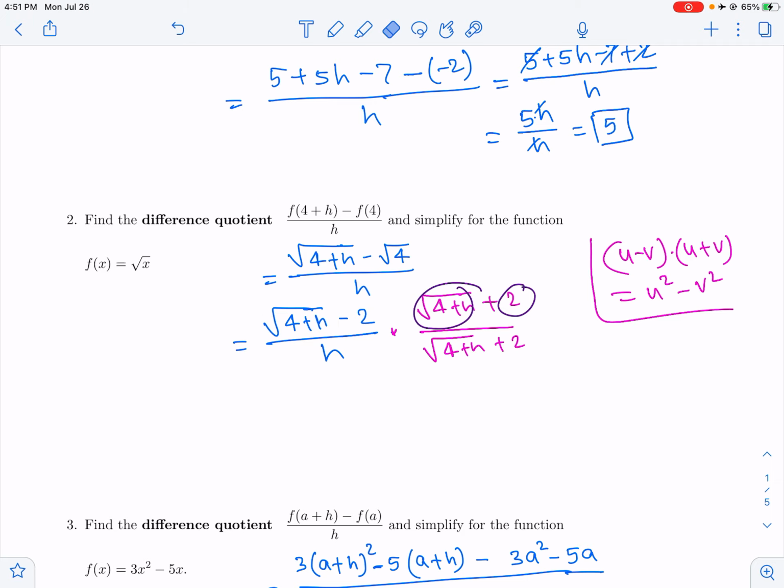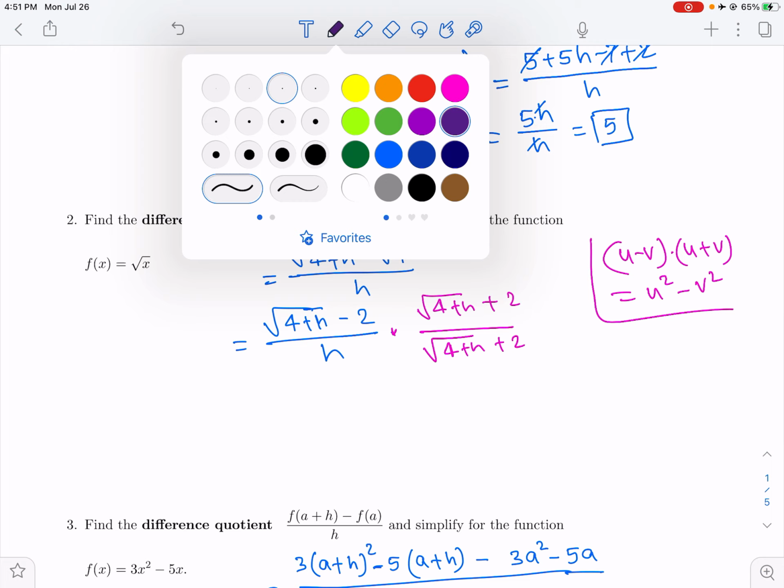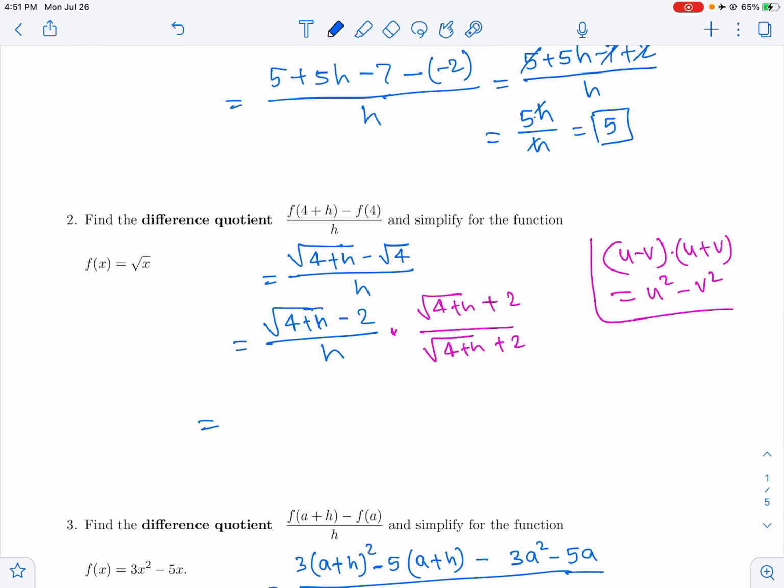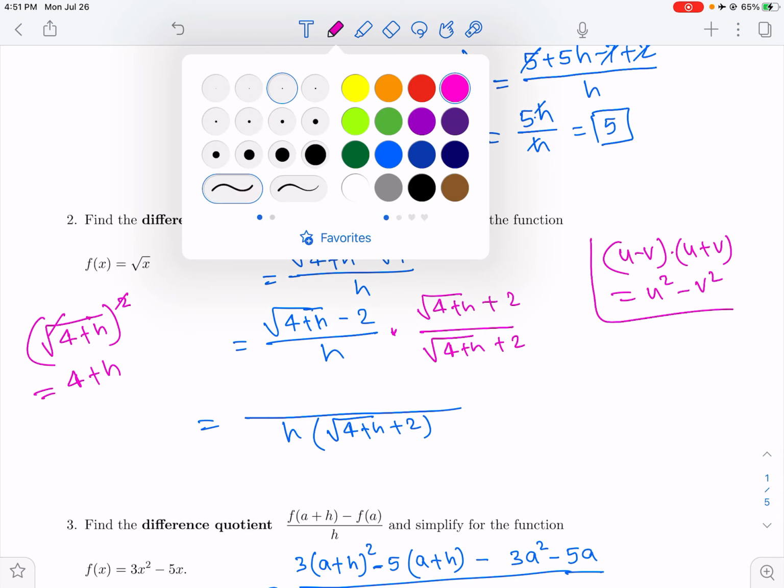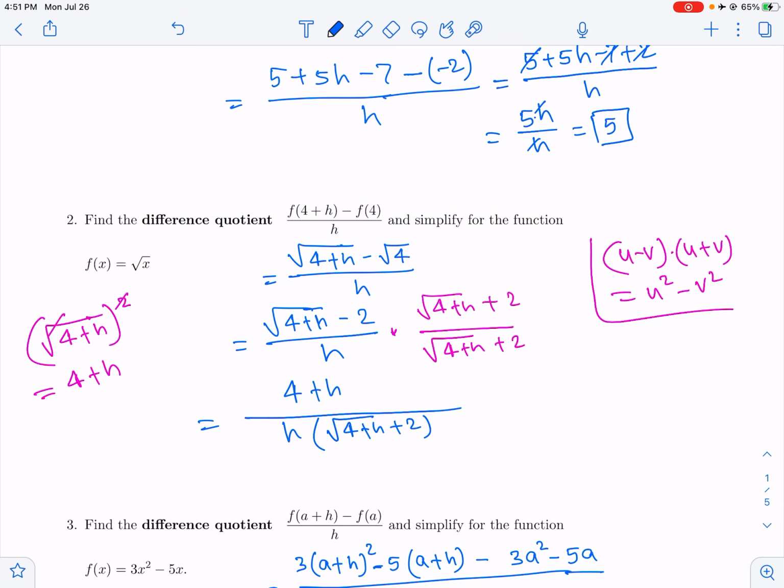Okay, so let me get rid of this. Then we had no issue on the bottom, so h times the whole chunk. On the top, u squared means root of 4 plus h, squared. That is the quantity squared, so that is 4 plus h, minus v squared, which means 2 squared, which is 4. On the top, 4 minus 4 we can cancel.